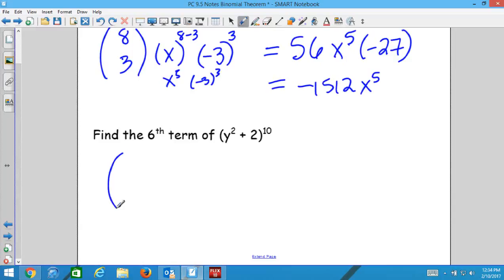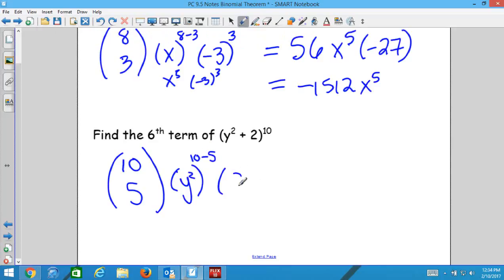So how many choose how many? 10 choose 5. So then we've got y squared to the 10 minus 5, which is 5. And then we've got 2 to the 5.